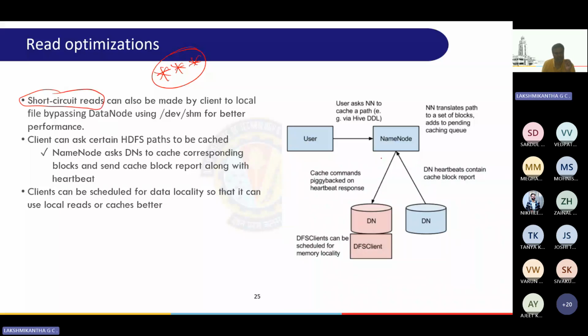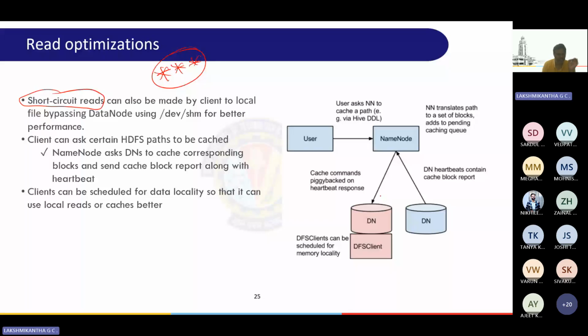if the client is running on the same machine as a data node. One of my friends asked, right, whether the client can run on a data node also. So the question is, if the client is running on the same machine as a data node that holds a block, the client can bypass the data node daemon and read the data directly from the local file system. This is a huge performance gain as it avoids network overhead and TCP/IP stack overhead. This is the first point you have to remember.